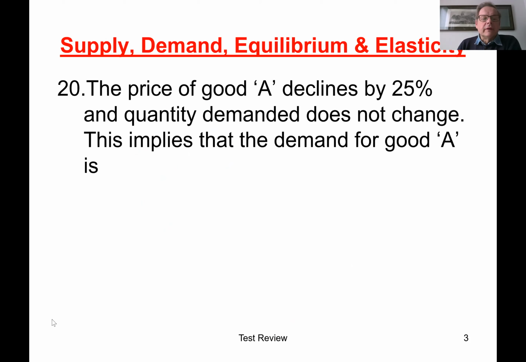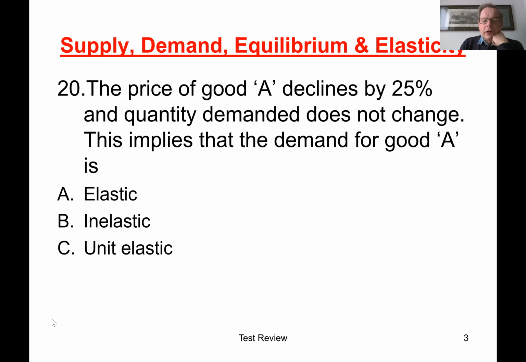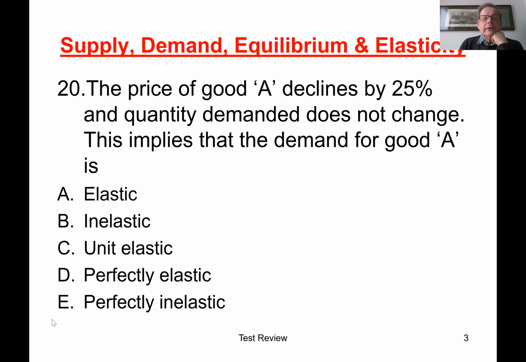Question number 20. The price of a good declines by 25% and quantity demanded does not change. This implies that demand for good A is option A, option B, option C, option D, option E.